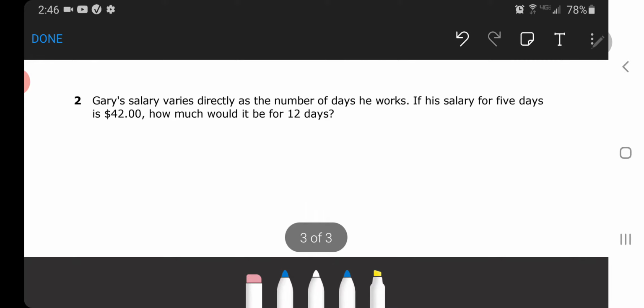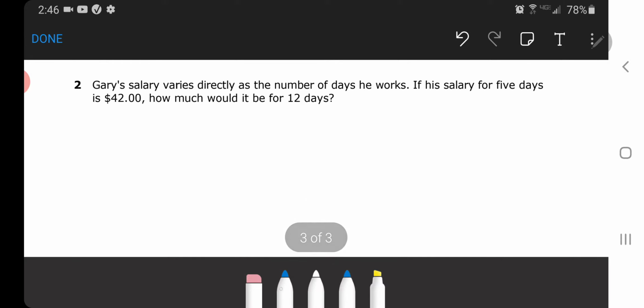It says, Gary's salary varies directly. Okay, once again, direct variation. Makes life easy. As the number of days he works. So the salary is like your y value because it says salary varies directly. So always remember, salary varies directly. That means that's the y. As the number of days. Number of days or days will be your x.